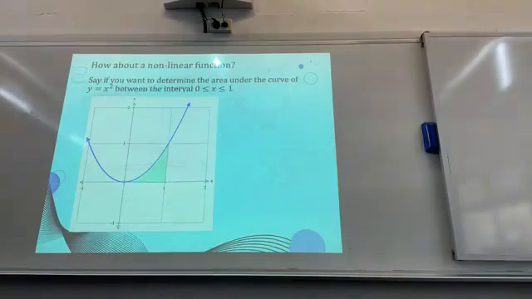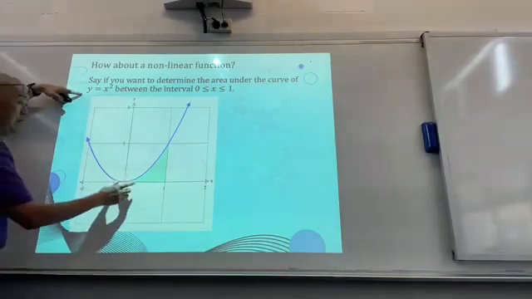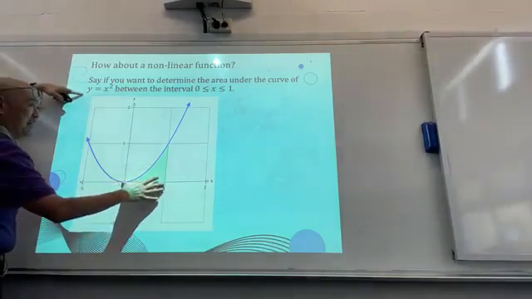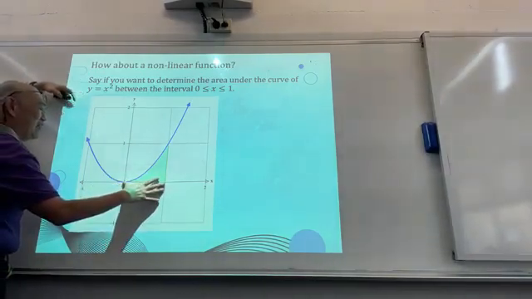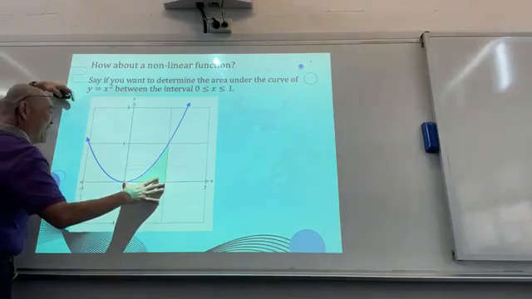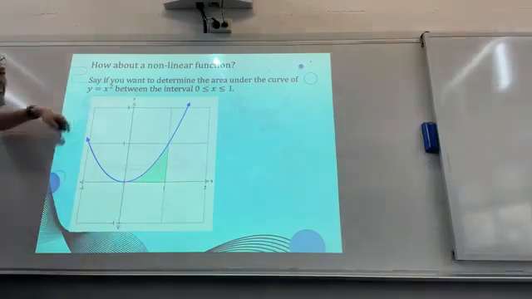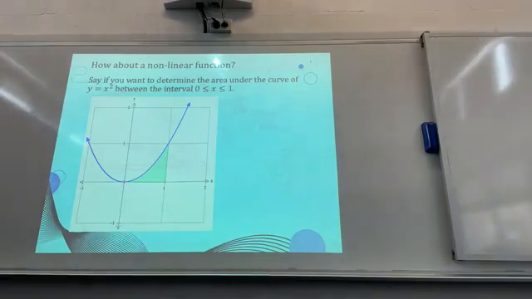Now, what about a non-linear function? If you've got y equals x squared, how are you going to find the area under the curve between 0 and 1? Circumscribe. Yeah, you can do that, or you can do inscribe, or you can actually count the squares. But that's one thing I don't like, counting the squares, so forget about counting the squares. It's all right.